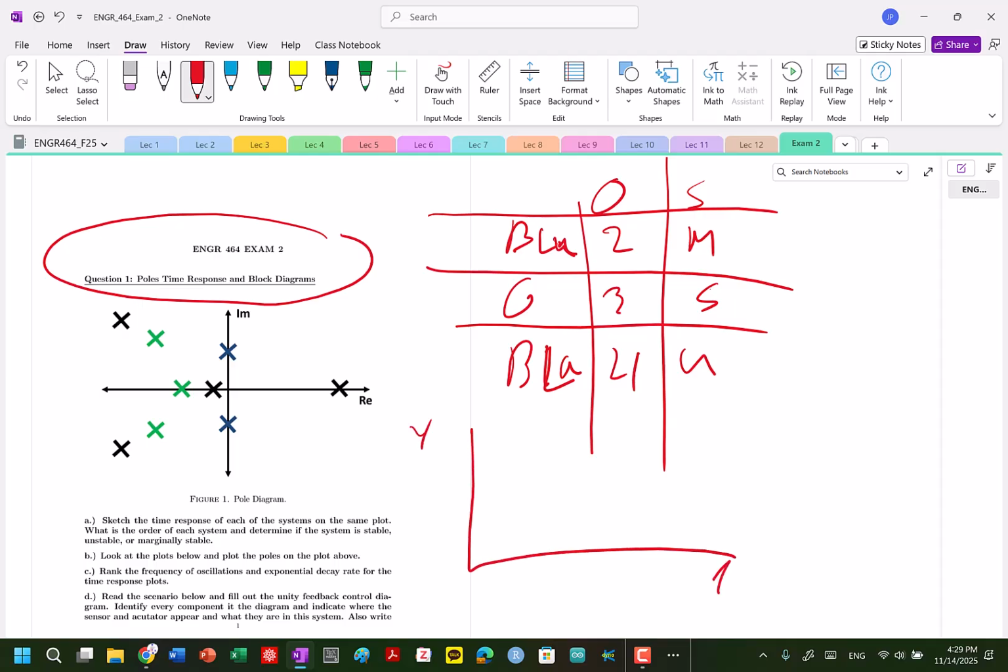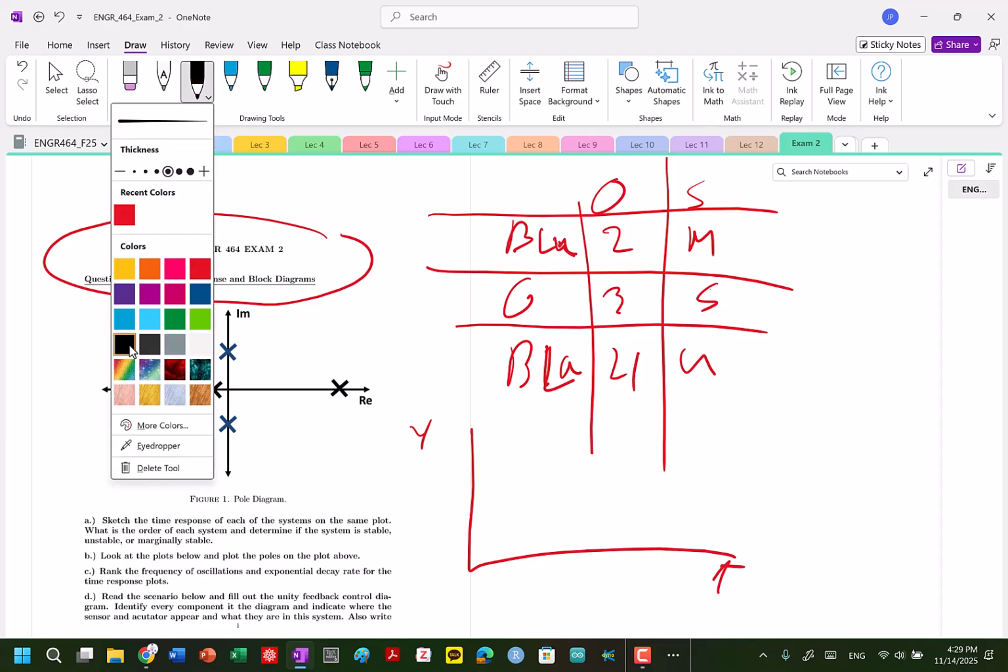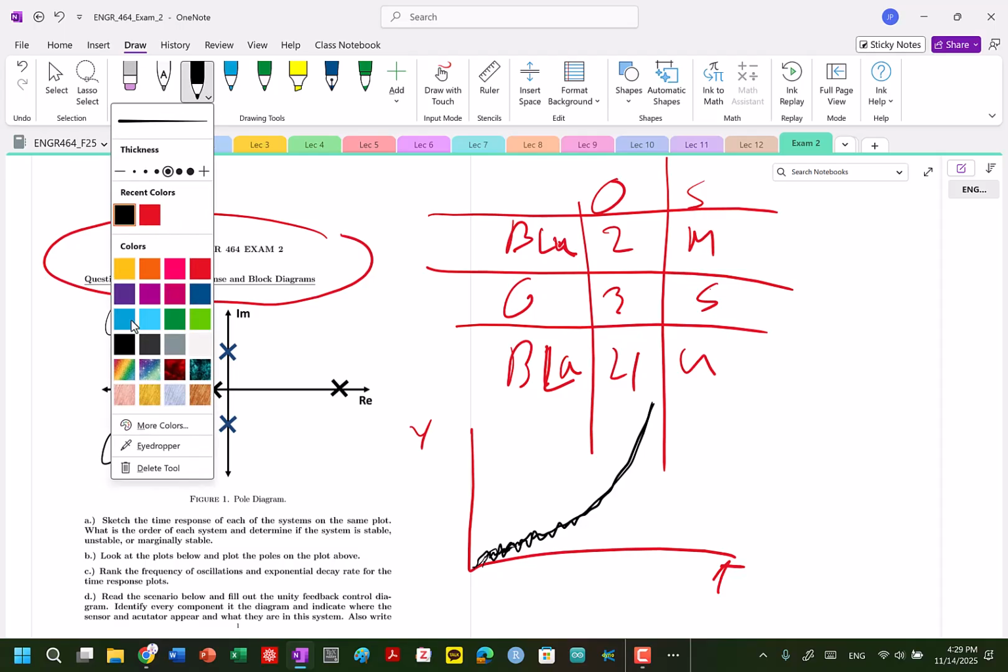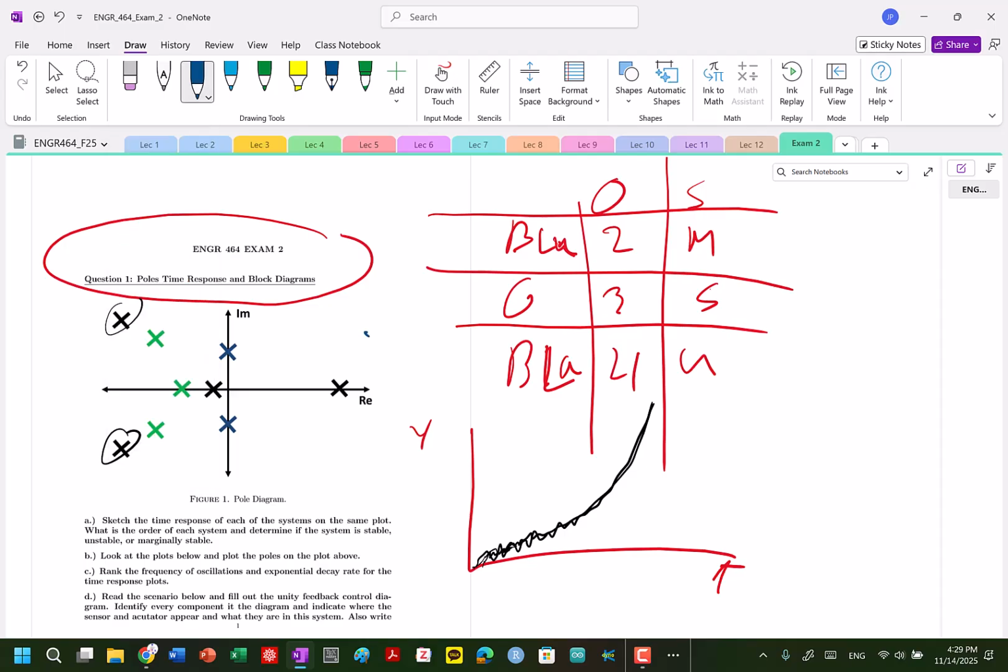If we have y of t, and I'm drawing the black curve, it's unstable. Maybe there's some very high frequency oscillatory motion, but then it just explodes to positive infinity. It's high frequency because these values are highest in terms of the imaginary axis. Our dark blue function is going to have the lowest frequency, but it'll just be sinusoidal. I'm just drawing for exaggeration. Sinusoidal in nature.